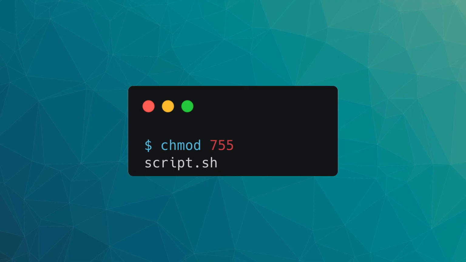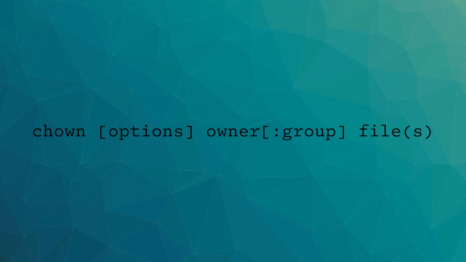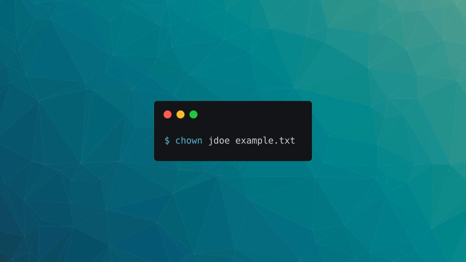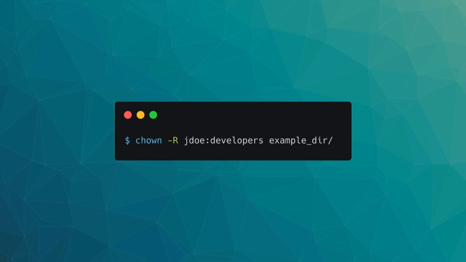other users. To change the user or group ownership of a file or directory, use the chown command. To change the owning user of a file, provide the login name or user ID of the new owner followed by one or more files. This command changes the owner of example.txt to user jdo. To change both the user and group, provide a colon-separated user and group name. This changes the owner to jdo and the group to developers. To change the ownership of all files and subdirectories within the specified directory, use the -R flag.